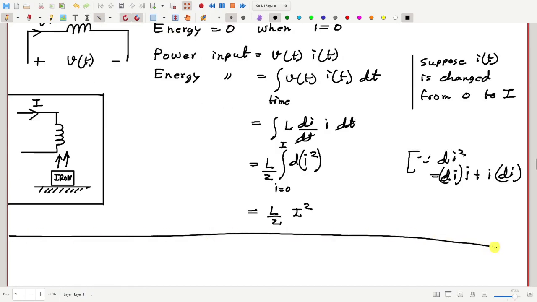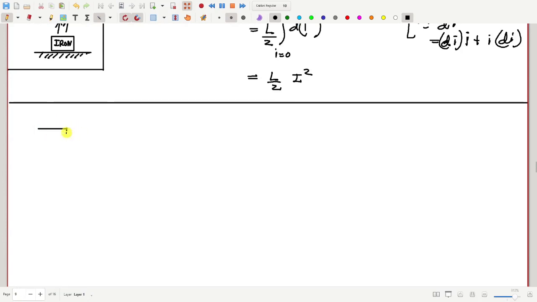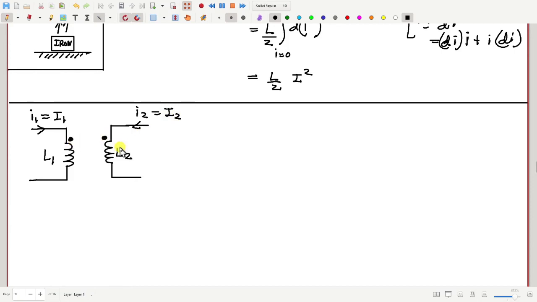Now consider two coils which are mutually coupled. Their self-inductances are L1 and L2, and suppose the current here is I1, here is I2. How much is the total energy stored? Suppose I1 is capital I1, I2 is capital I2. How much is the total energy stored in these two coils? We also need to show some dots, otherwise the diagram is not complete.